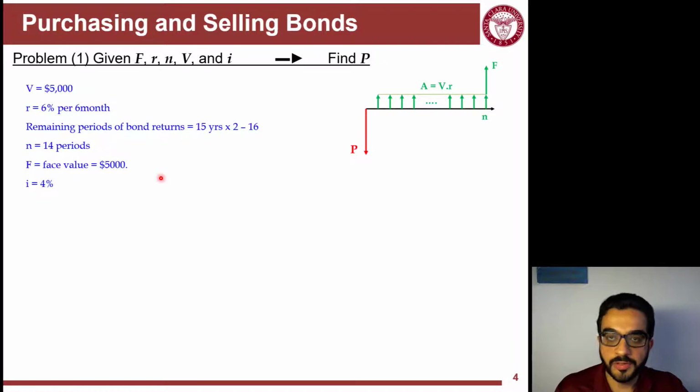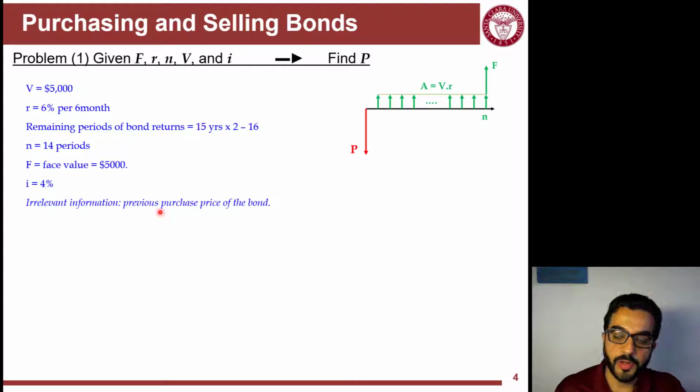If I buy the bond now as a buyer, I keep it with me to the end, because it didn't say I'm going to buy it and sell it later. You assume you're going to keep the bond until the end of its maturity. So your F, the value that you will get at the end of this cash flow, will be its face value, 5,000. Your I, the minimal attractive rate of return for you, is 4% per 6 months, per period. One irrelevant piece of information here is how much this bond was bought for 8 years ago. It's not part of your cash flow as a buyer.